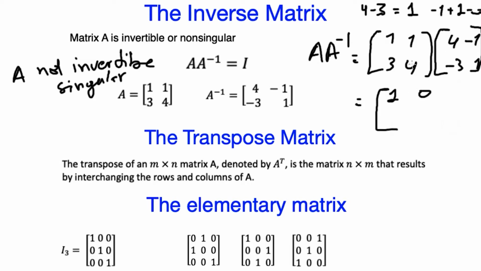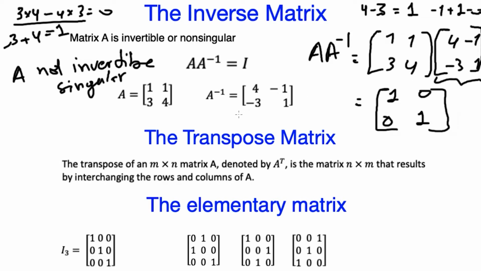And this row times this column, which is 3 times 4 minus 4 times 3. So this is 12 minus 12, which equals 0. And this row times this column, which is 3 times minus 1, which is minus 3, and 4 times 1, which is 4, so plus 4, which equals 1. So this is the identity matrix, and that means that this matrix here is the inverse of this matrix.